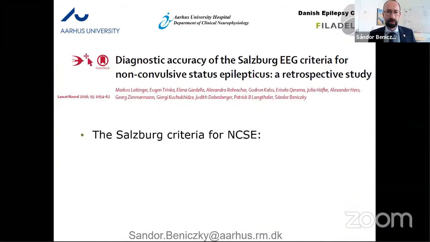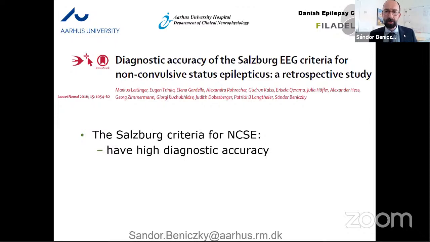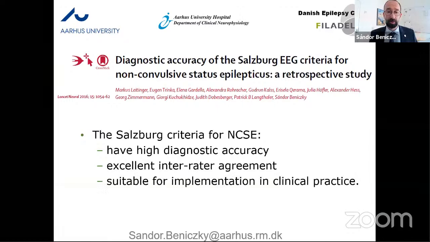So we concluded that the Salzburg criteria for non-convulsive status epilepticus have a high diagnostic accuracy, have an excellent inter-rater agreement, and they are suitable for implementation in clinical practice.